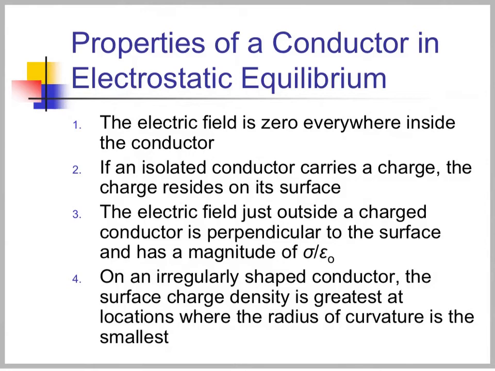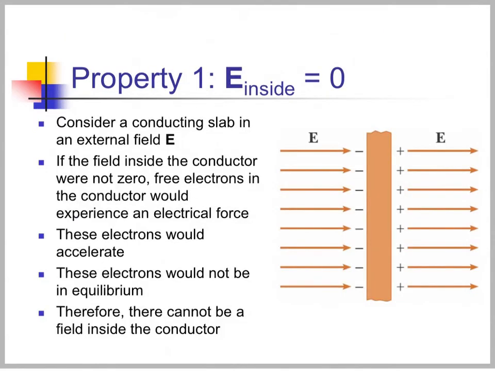Number one, the electric field is zero everywhere inside the conductor. Two, if an isolated conductor carries a charge, the charge resides on its surface. Three, the electric field just outside a charged conductor is perpendicular to the surface and has a magnitude sigma over epsilon naught, where sigma again is the surface charge density. And four, on an irregularly shaped conductor, the surface charge density is greatest at locations where the radius of curvature is smallest. Now let's look at these.